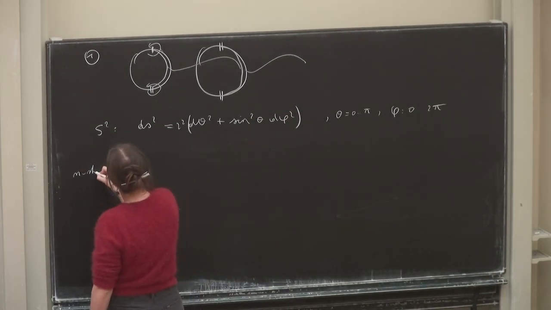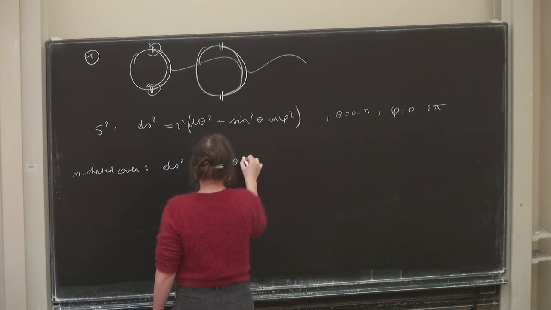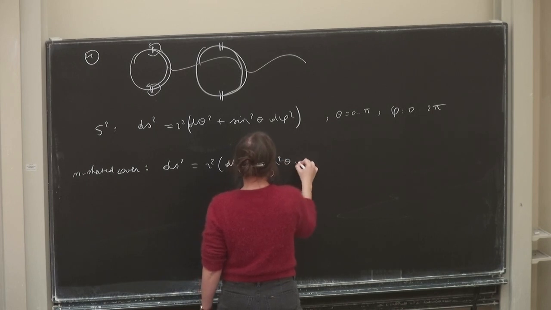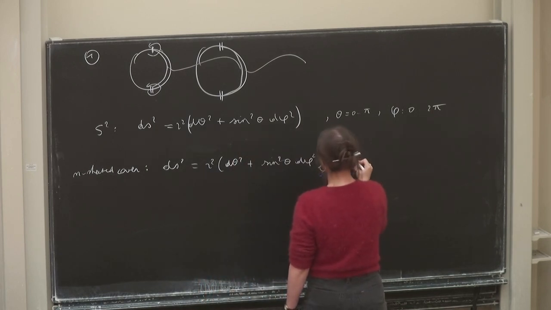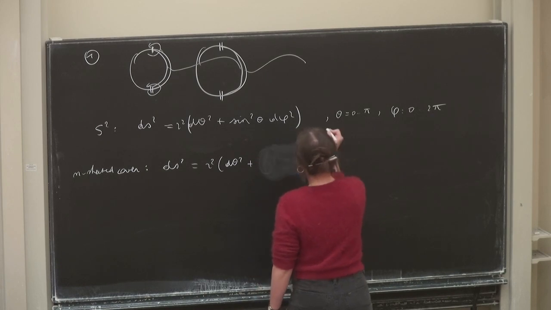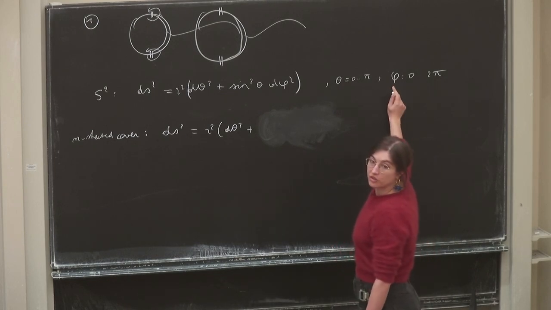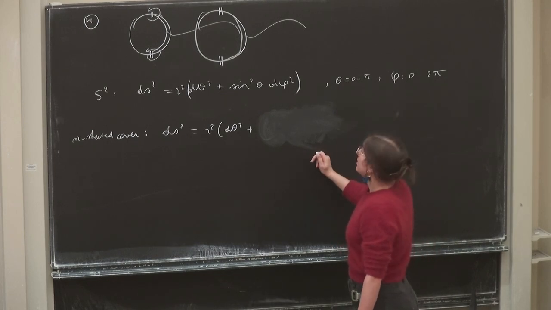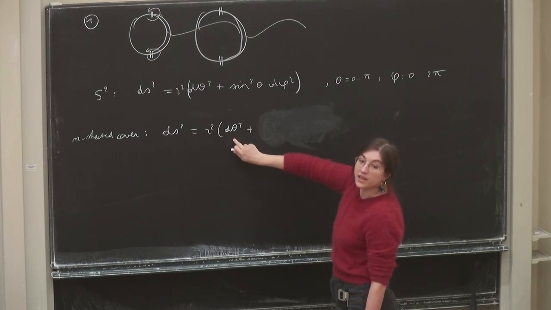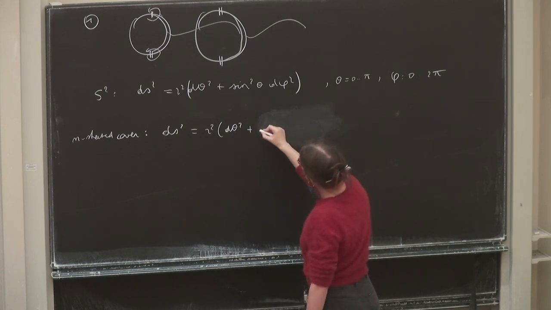The n-sheeted cover, okay, you can either write as a change in the range of phi and keep the same metric, or you can insert that information in how you write the metric and keep the range of phi. Okay, those are two options that you can do. Let me write the second one.